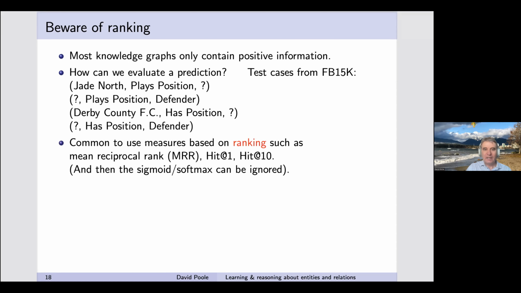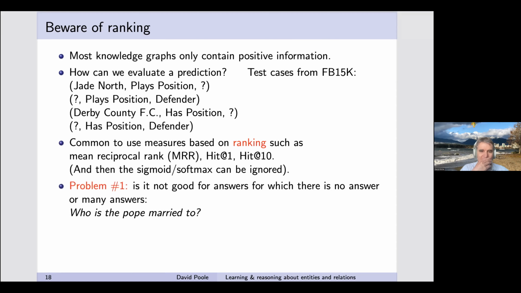Okay. Because it's hard to measure whether you're correct, it's common to use measures based on ranking, such as the mean reciprocal rank, hit at 1 and hit at 10. And by the way, you can actually ignore the probabilities. We can ignore the fact that there might be probabilities. Okay, it's not good. So there's a few problems with this.